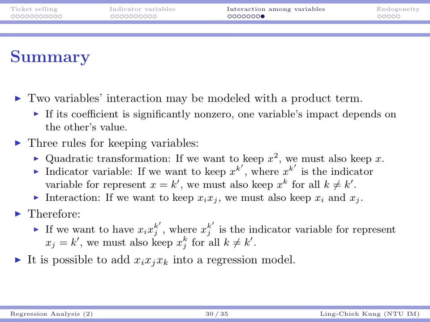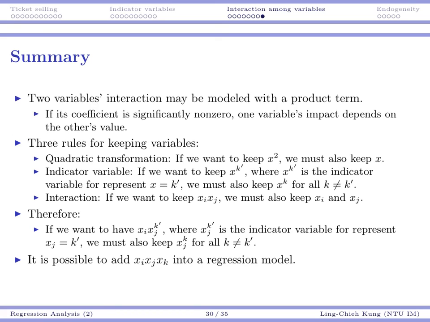So as an extended rule, if we have x_i times x_jk', where x_jk' is the indicator variable and x_i is something else, if we want to keep their interaction term, we need to keep all the related terms. We need to keep x_i, we need to keep x_jk for all the k. So that's something to keep in mind. Do not remove those individual variables if we have the interaction term.